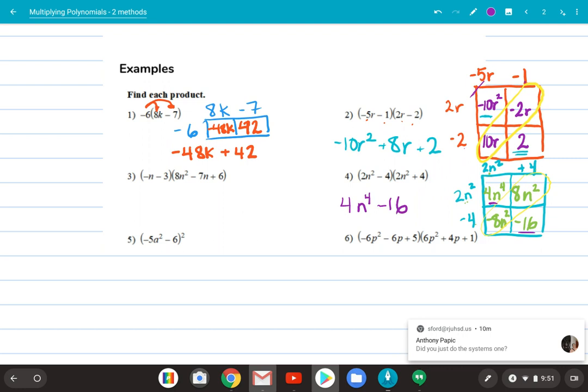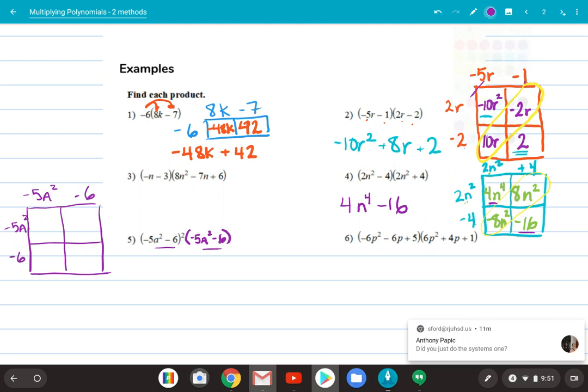And remember, with number 5, that squared just means you have to write another negative 5a squared minus 6. So we're trying to squeeze that in. And we're going to do a box. 3 and 6 I'm going to do just below it. It's going to make it a little bit easier. Draw our box. It is a 2 terms by 2 terms, so it's a 2 by 2. So negative 5a squared minus 6, negative 5a squared minus 6.